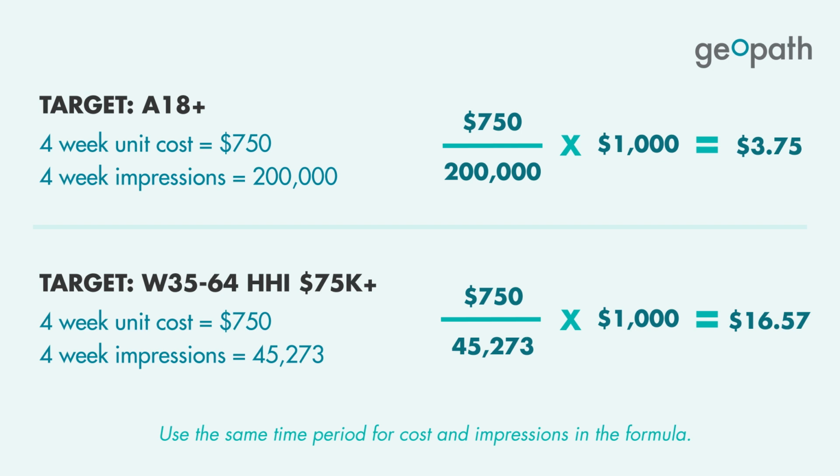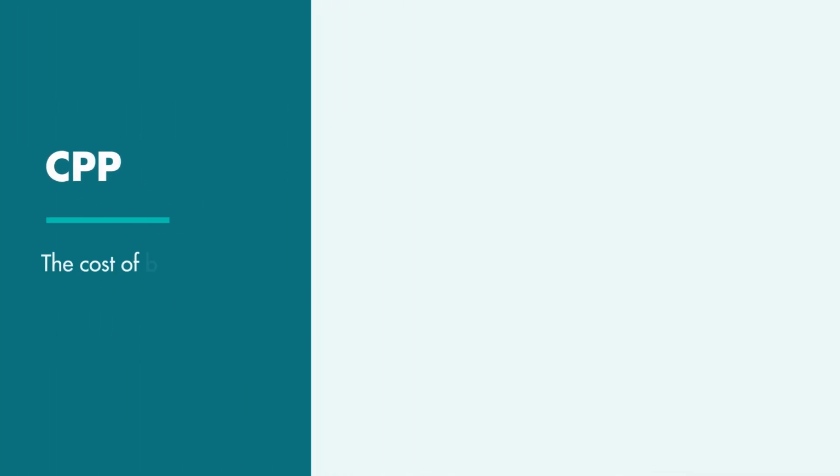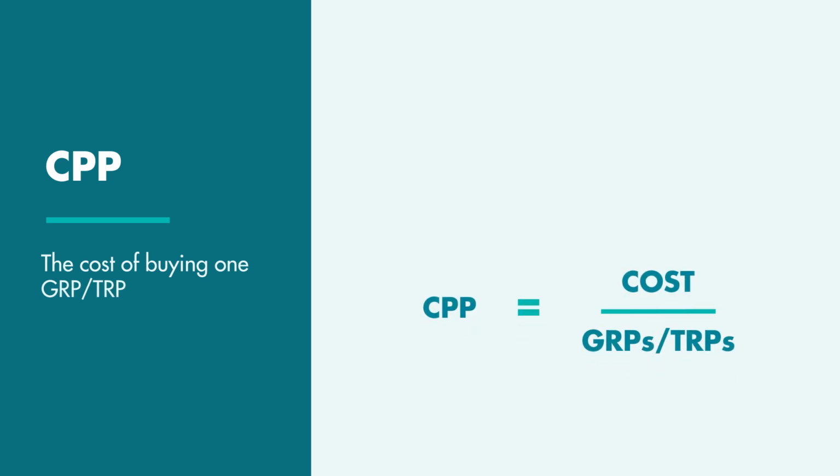It's important to note that for CPM calculations, the same time period for costs and impressions must be used. For example, 4-week cost and 4-week impressions, or 1-week cost and 1-week impressions. Cost per point, CPP, is the cost of buying one GRP or TRP. CPPs are calculated by taking the unit cost or total schedule cost and dividing by the GRPs or TRPs.